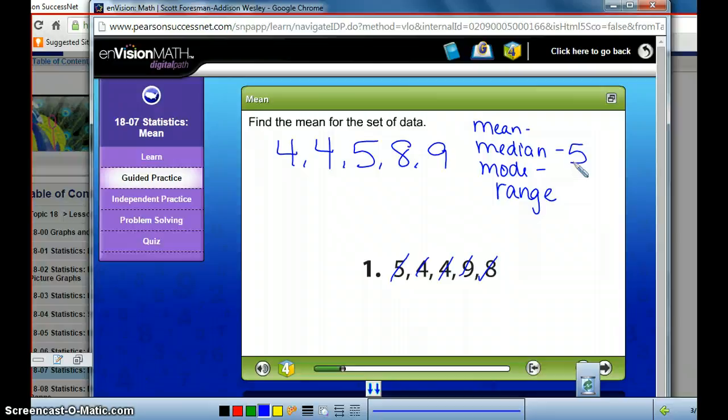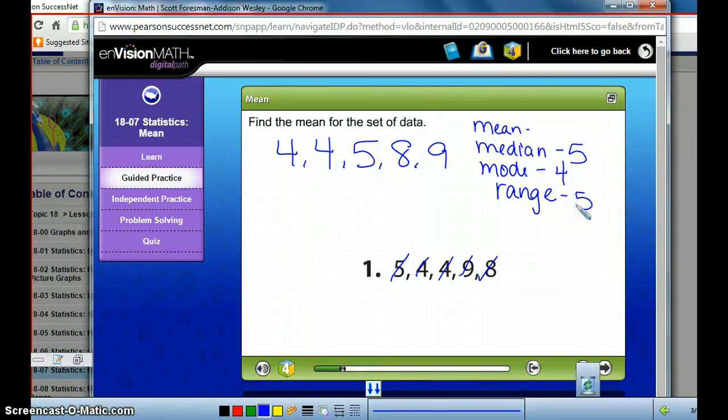Mode. The number that appears the most, Brody. 4. Only one mode here. 4. Range. We find that by doing what, Lawson? How do you find range? High minus low. So 9 minus 4 is? 5. 5 is our range.